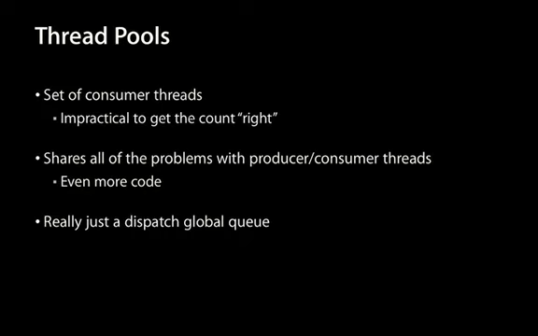I'd also like to point out that this also shares the same problem of all the producer-consumer stuff that was just described, all the tedium, all the glue code. You have to do that with a thread pool. And really, it's just a dispatch global queue, which you can get and don't even worry about retain release issues because it's always there. So I'd like to move on to our last section, where we're going to talk about external events.